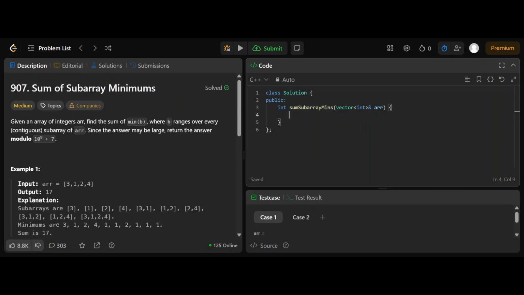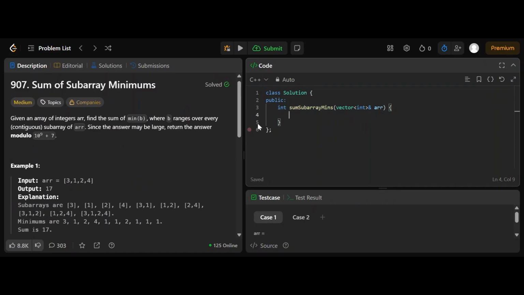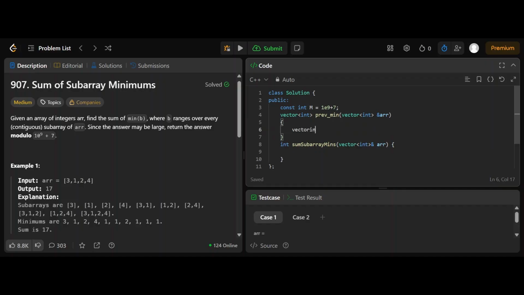Okay, fine. So we have one constant m equal to 1e9 plus 7. And now we have two vectors of int. One is previous minimum. For previous minimum, we will make an array of size n.